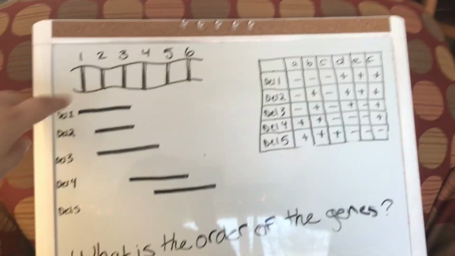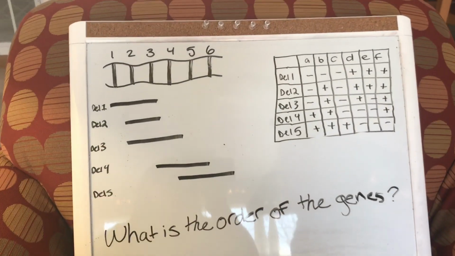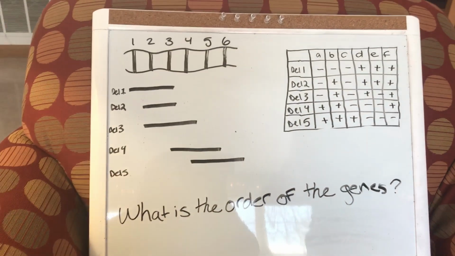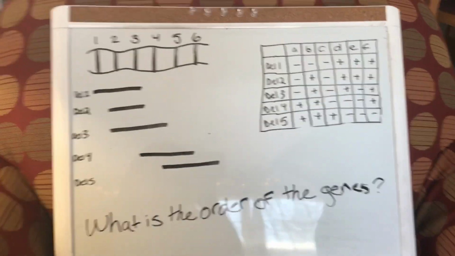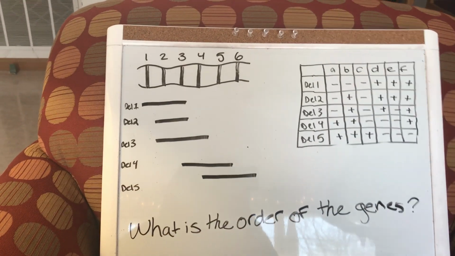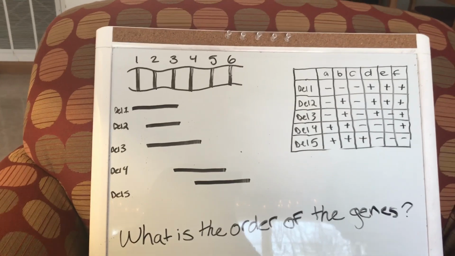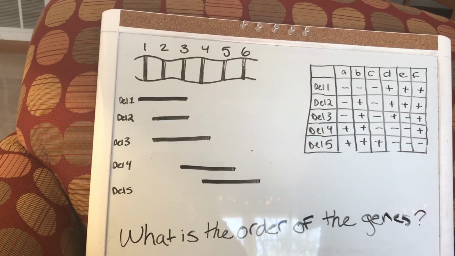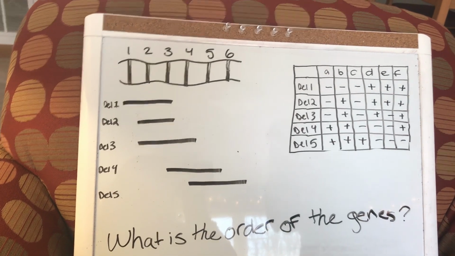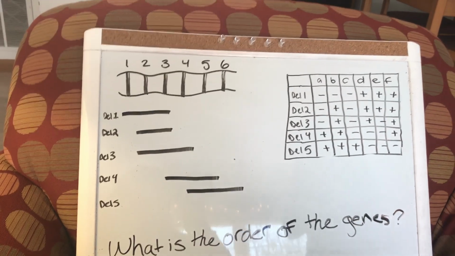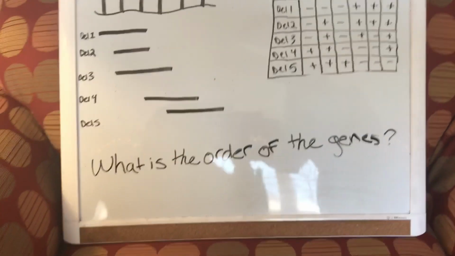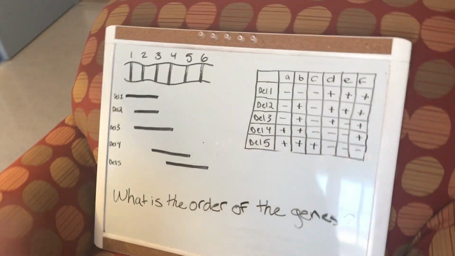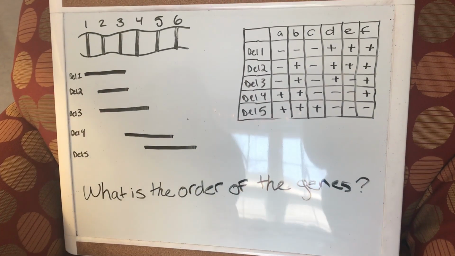So this right here shows the 6 bands in the salivary gland chromosome of Drosophila. Right below it are the deletion markings that correspond with it. The table on the right shows the recessive alleles A, B, C, D, E, and F that go with each deletion, and we have to figure out which strand each letter corresponds with. So we are first going to focus on band 1.